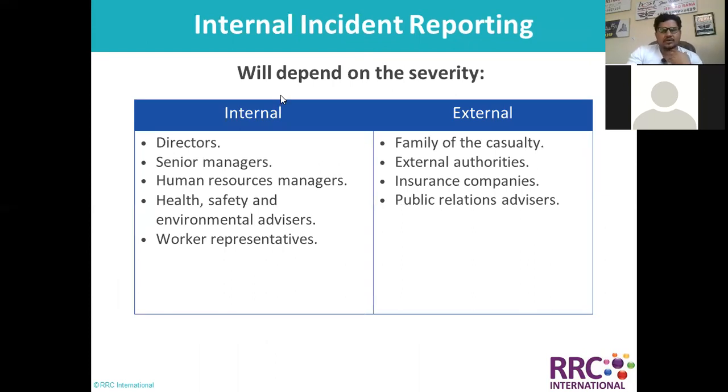Now, surely the reporting depends on the severity. Internally, it goes to directors, senior managers, human resources managers, health and safety and environmental advisors, and worker participation, because this is internal incident reporting. And externally, we have to report to the family of the casualty, external authorities, insurance companies, and public relation advisors. So almost all the interested parties, all the stakeholders, have to be informed.